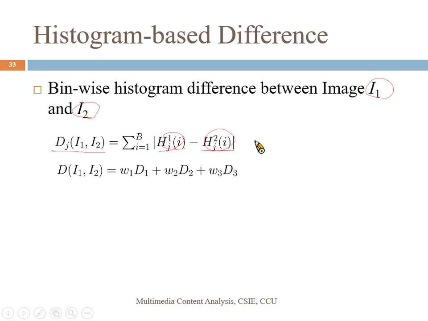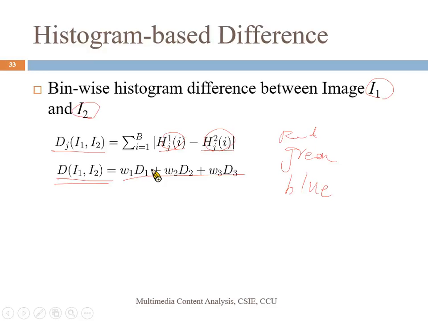Because if we use the RGB color space, we can separately consider the distance from the perspective of red, green, and blue, and then we can jointly combine them to be the final distance between images. And in the future, we will introduce more distance measures or similarity measures between images. That will be the basic calculation for many applications.